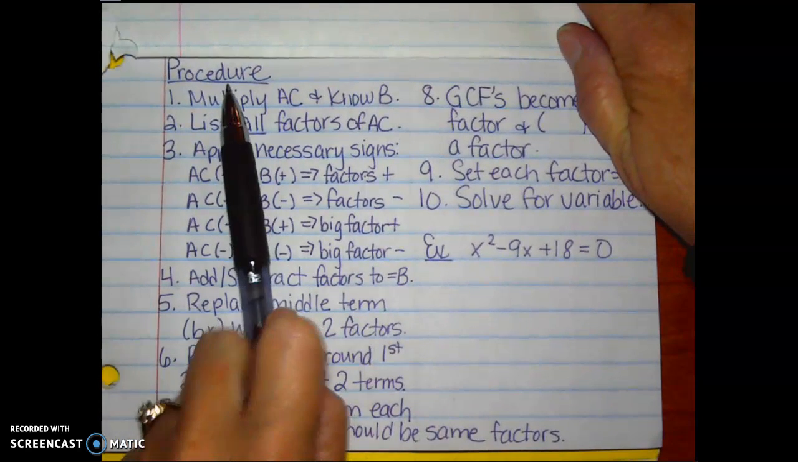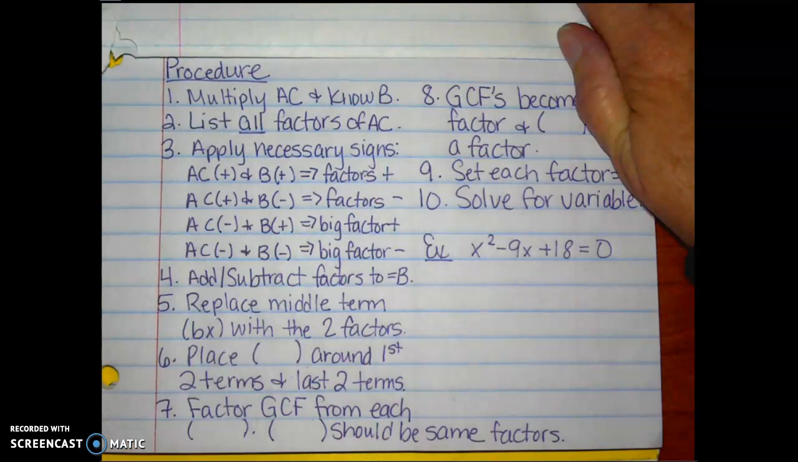So our procedure for this, and I know it's a long list, but a lot of it you're going to be doing in your head. I want to multiply a times c and know what b is, and I'll demonstrate that on our problem. List all the factors of ac. Then we want to apply the necessary signs, because we want to make sure we get our signs.